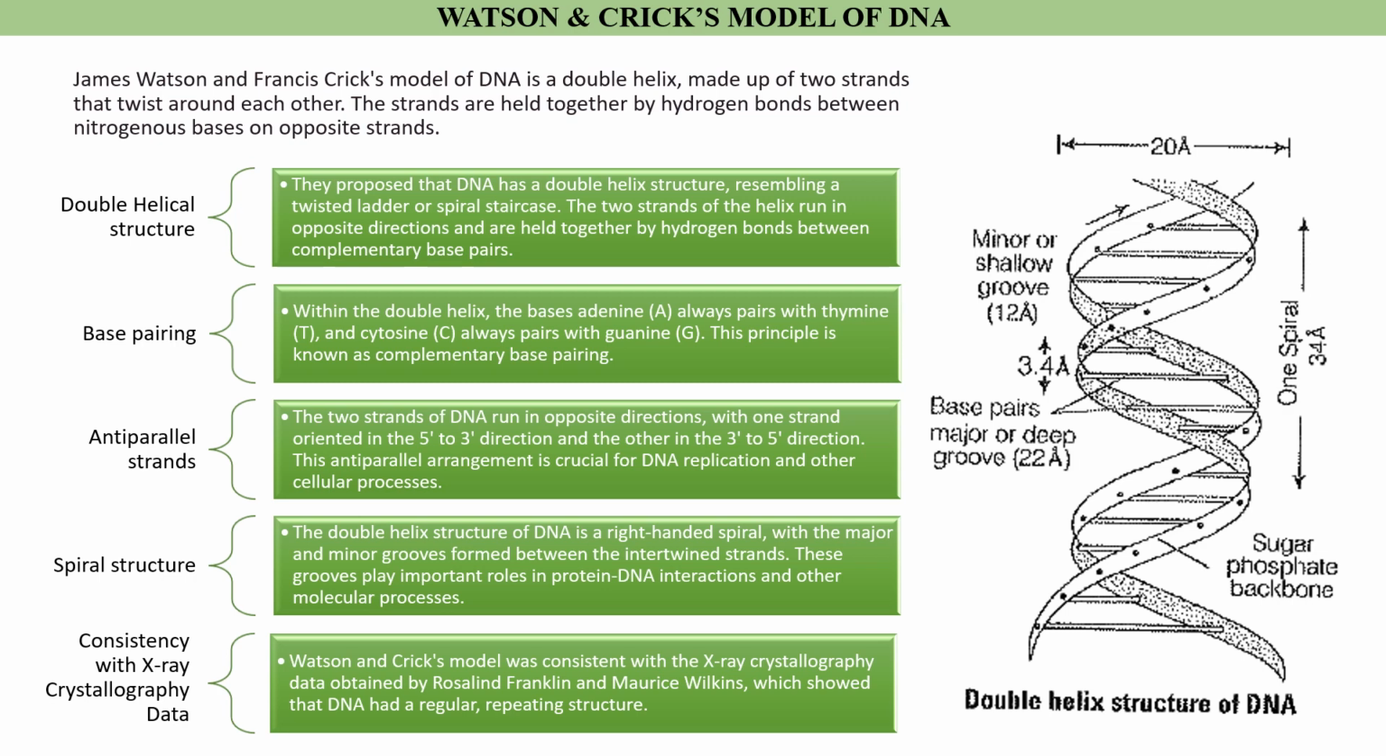In that spiral staircase, you might have also noticed that with each step you take, it is rotated at a different angle. Okay, so imagine that to be a DNA. Within the double helix, I have already discussed the base pairing, the anti-parallel strands, and the spiral structure. DNA is a right-handed spiral. Okay, it means it will rotate in this way.